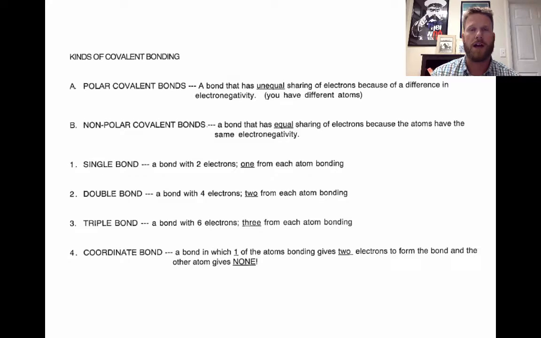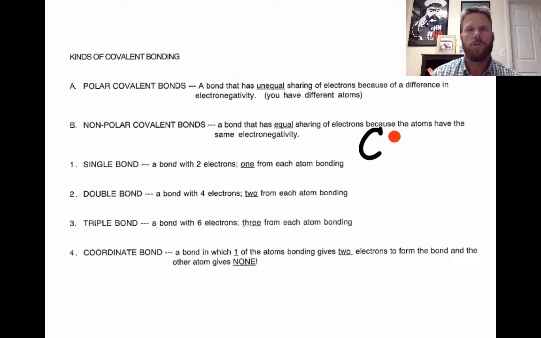A nonpolar bond occurs when you have 2 of the same atom bonded together. Therefore, the electronegativity values are the same, and the electrons are shared equally. They each have an equal attraction to the electrons in the bond.